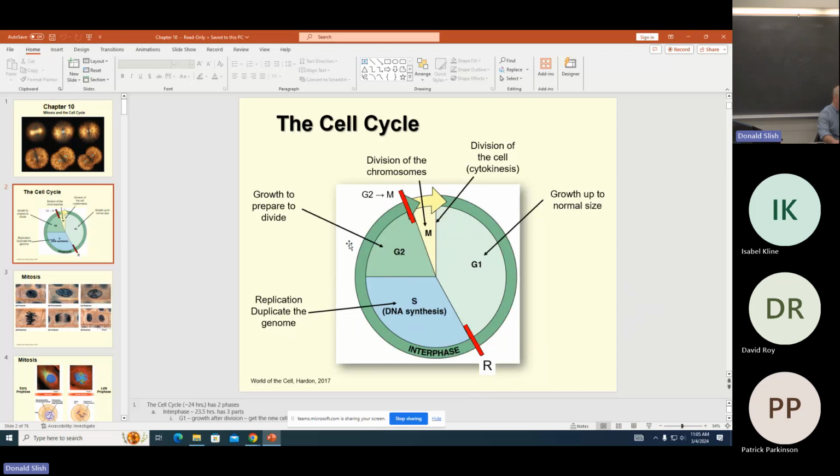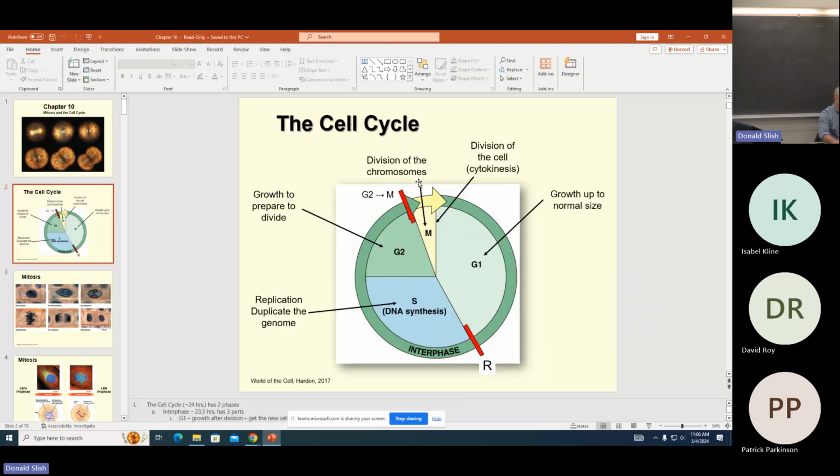And then G2. The G means gap, because it's a gap between phases, but I like to think of it as growth too, because really what the cell's doing here is getting a little bit bigger, making more stuff, so that when it divides in half, both cells are going to be able to survive. It's also checking to make sure that the genome was replicated correctly and there aren't a lot of mistakes. So it's making sure the cell's ready. So I've got another checkpoint here, G2/M, that we'll talk about today.